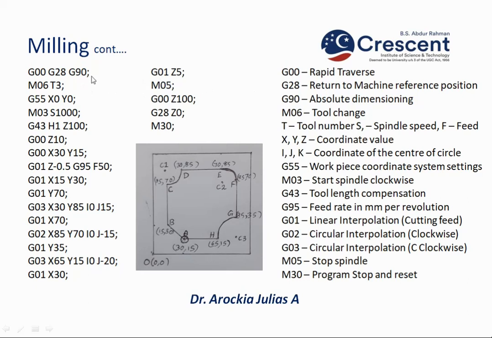Then G90 is absolute dimensioning. We can follow either absolute dimensioning or incremental dimensioning. In this case we are going to follow absolute dimensioning. So G90. Then M06 is for tool change. T3 is the tool number. You have to be careful that in the machine the same tool should be located at that particular number.